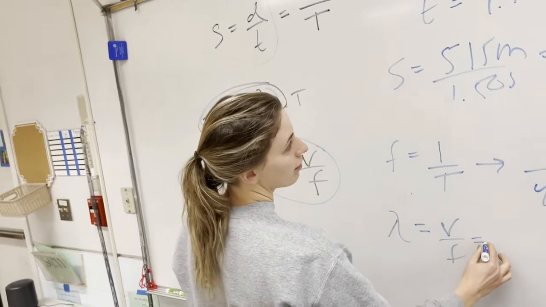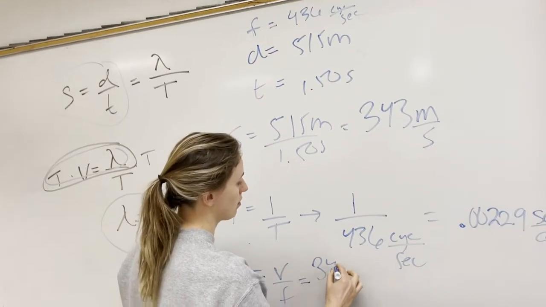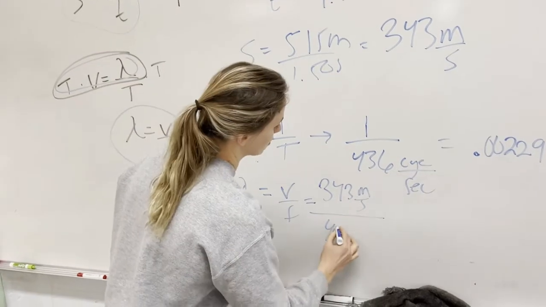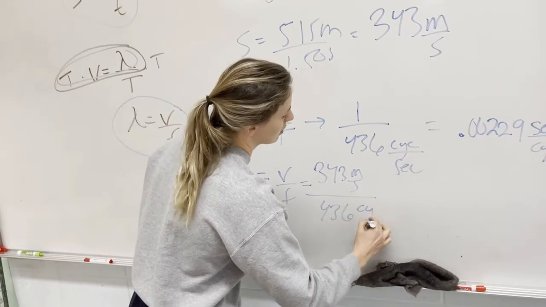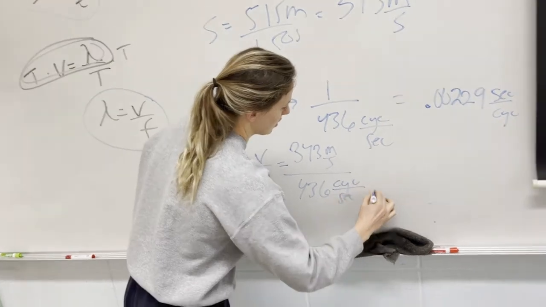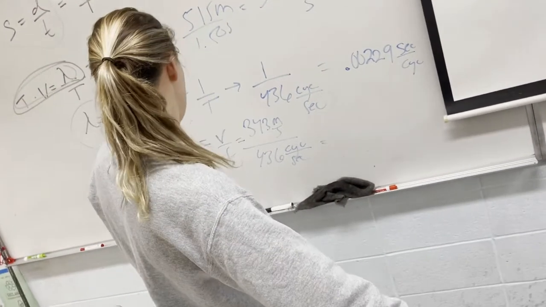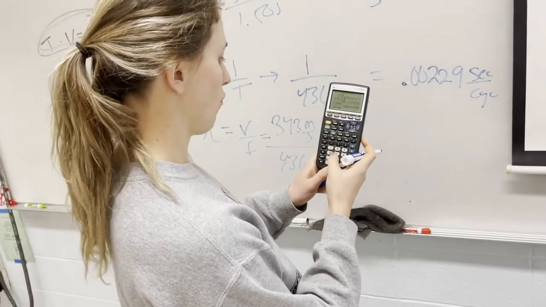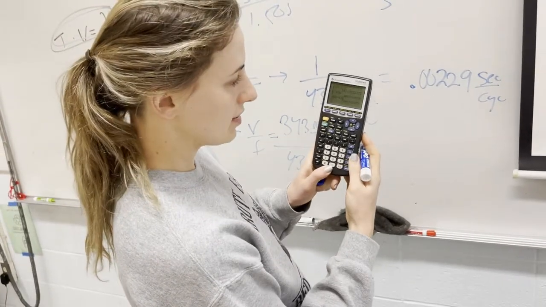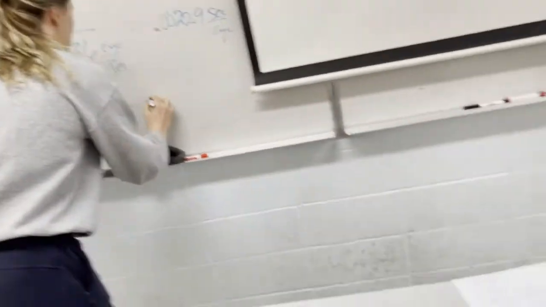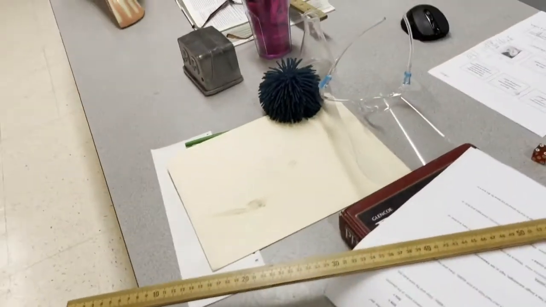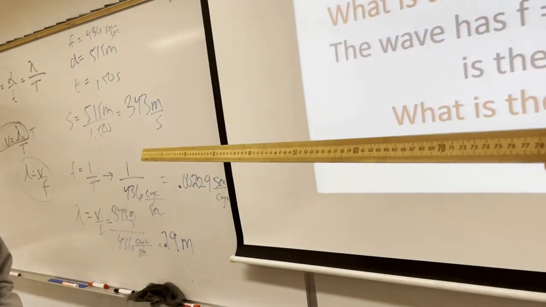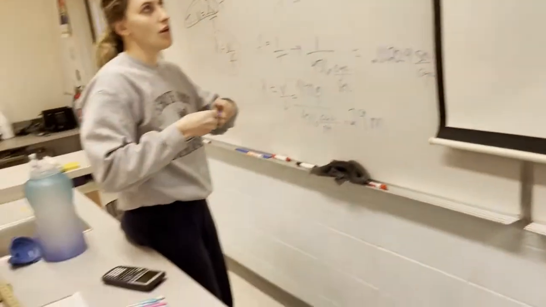So 343 meters per second over the frequency, which is 436 cycles per second. It's about three-quarters, isn't it? 343 divided by 436, and we get 0.79. That's this long. That's 0.79 meters. That's the wavelength.